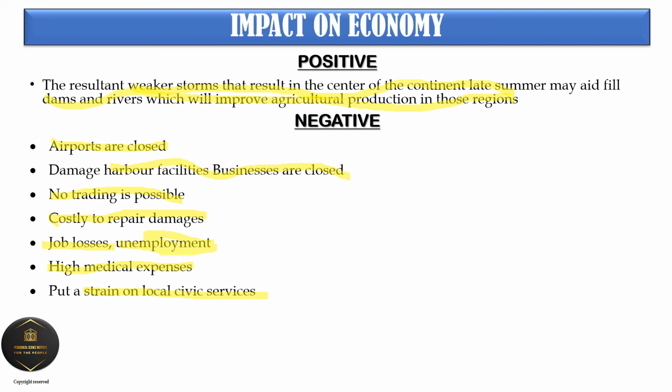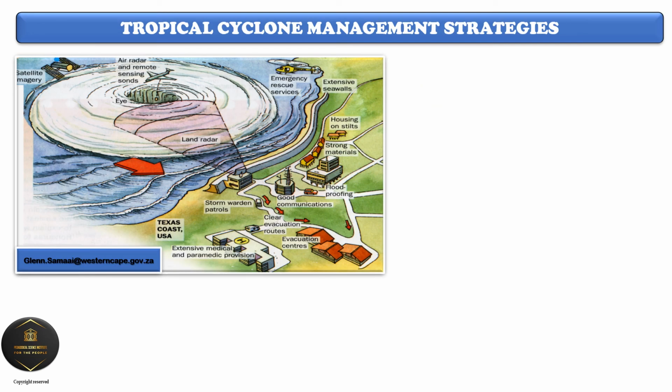Those are the impacts associated with the system. But now we also have to propose solutions, right? We can't focus on problems. So this is a picture from Glenn Samai from the Department of Education in Western Cape, a geography educator like myself. He uses this diagram most of the time, and I believe it is a very nice summary for the learners in looking at precautionary strategies. So we are looking at that.